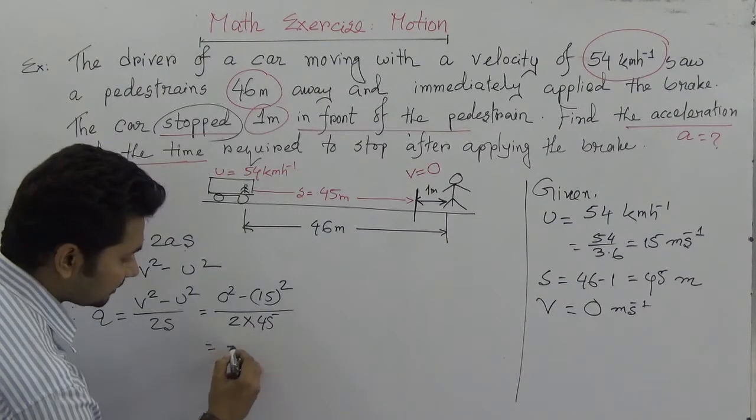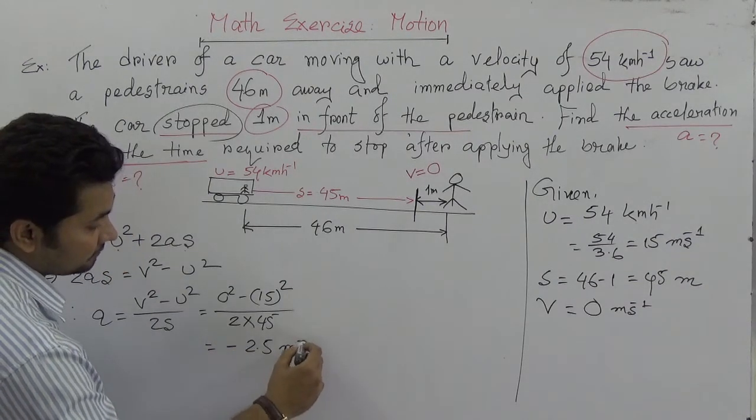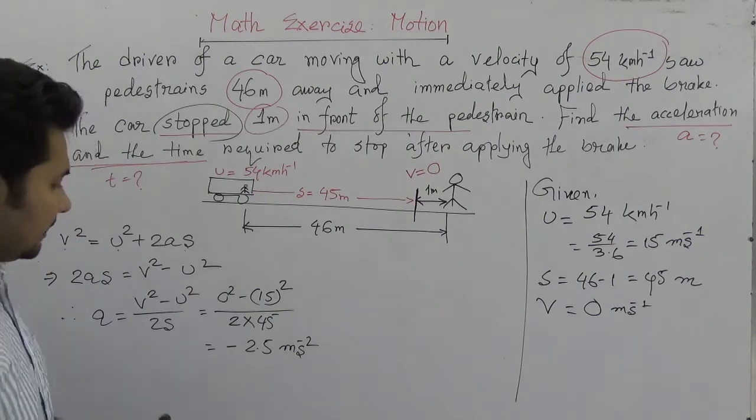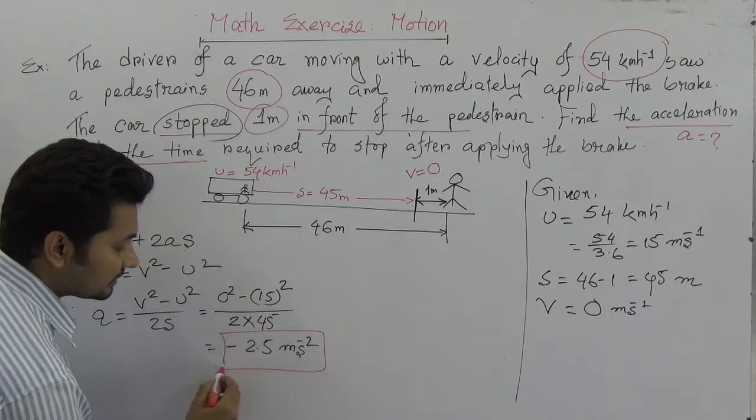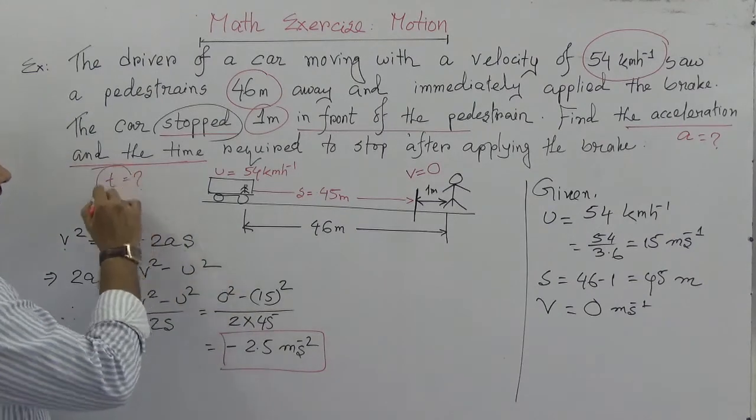This would be minus, so 2.5 meter per second squared is the acceleration, and it is negative. And then we need to find the value of t.